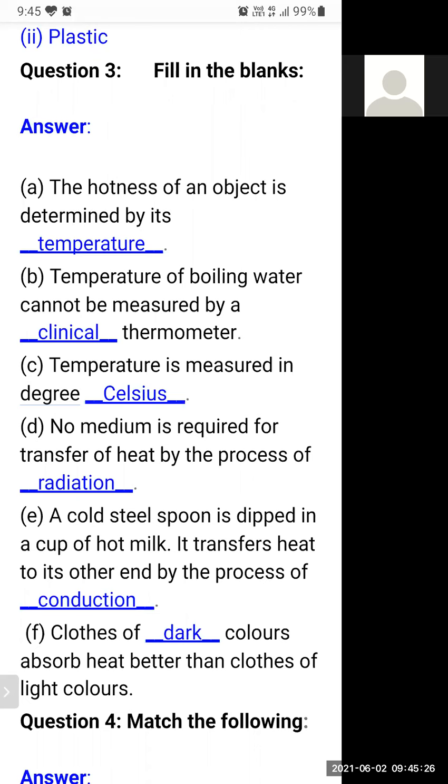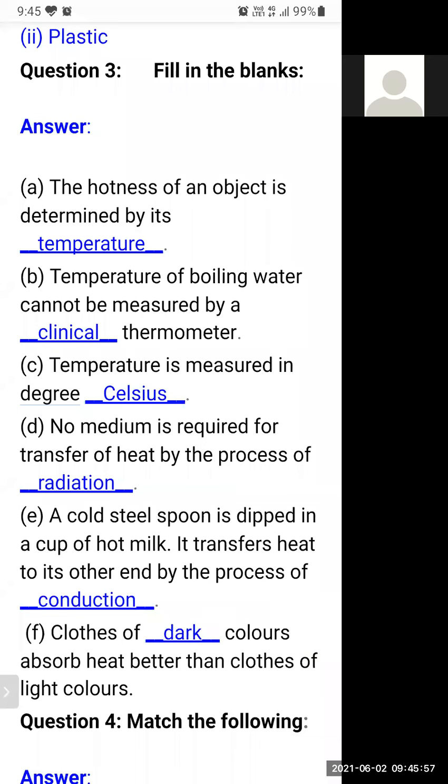Okay. So the question can be like this: temperature of the boiling water cannot be measured by dash thermometer. Option A, clinical. Option B, laboratory. Option C, both A and B. Option D, none of the above. So cannot be measured means clinical. If the question is boiling water temperature can be measured, then you will write laboratory. Okay, so prepare yourself in this manner.